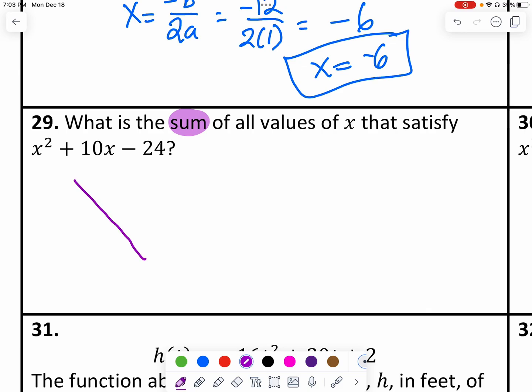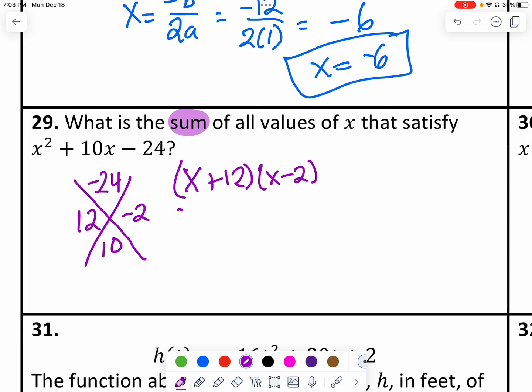So I'm going to solve it by factoring. I have negative 24, positive 10. So I'm going to multiply to negative 24, but add to 10. So I'm going to have positive 12, negative 2. So I have (x plus 12)(x minus 2). x equals negative 12, x equals positive 2. Now I want to find the sum of all of the x values that satisfy that. So I will have negative 12 plus 2, negative 10.